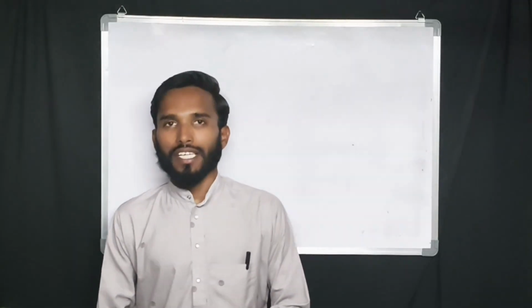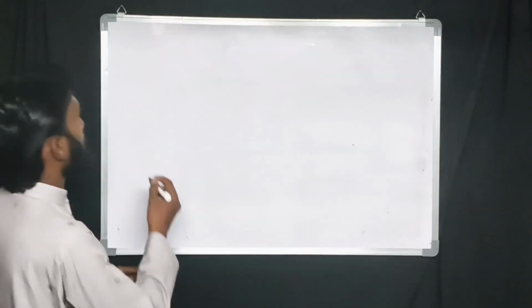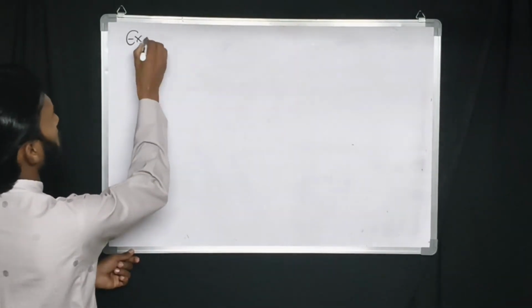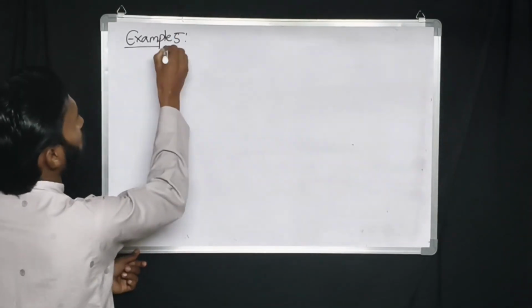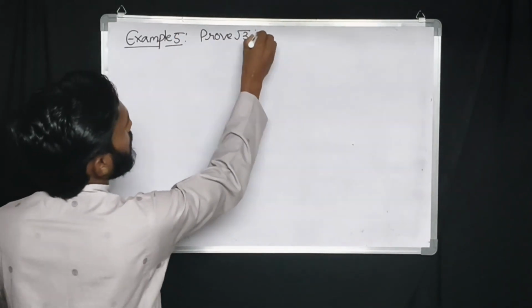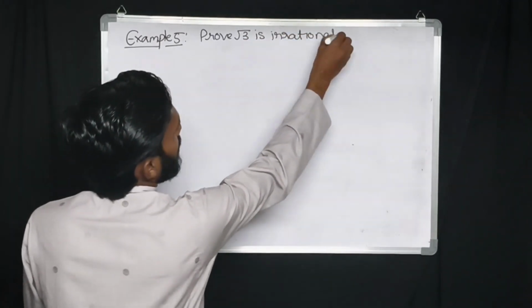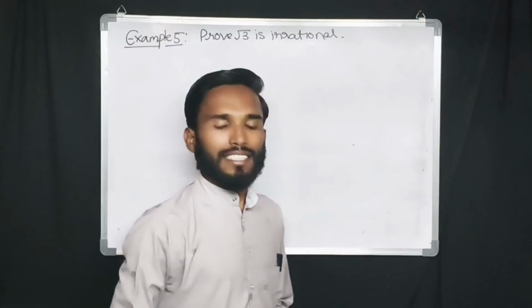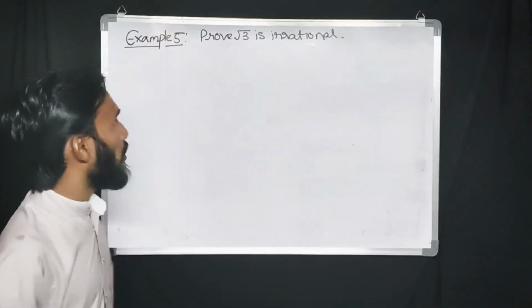As you know, we completed the exercise problems of chapter Real Numbers, exercise 1.1. Now we are moving to example sums which are after exercise problems. The first example is example 5, that is prove root 3 is irrational. You proved in the last video that root 2 is irrational. Same as root 2, the root 3 also.